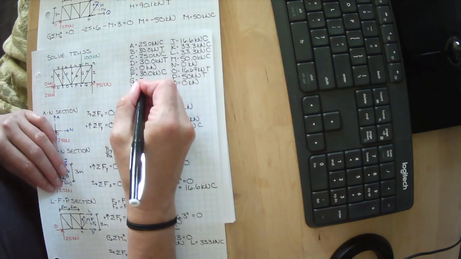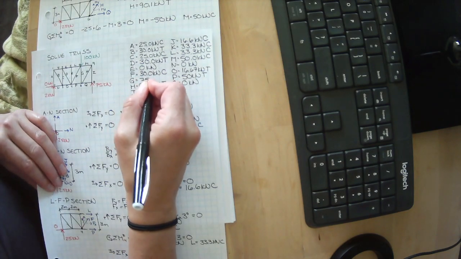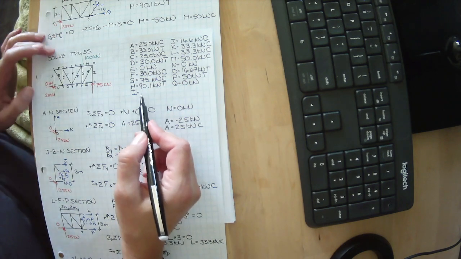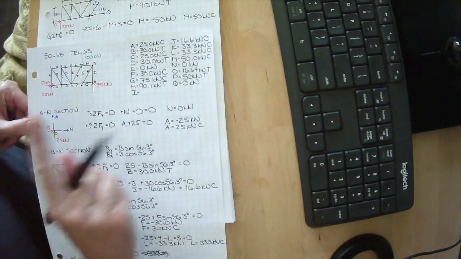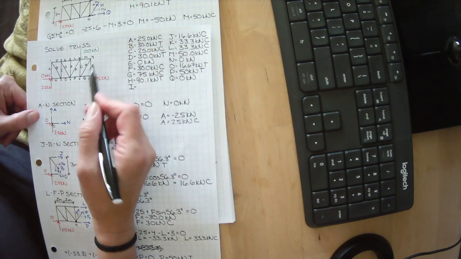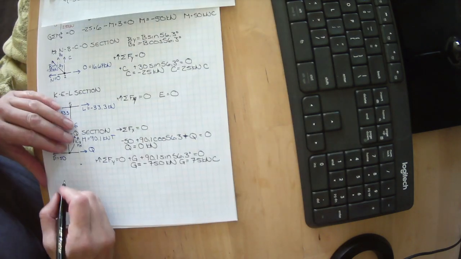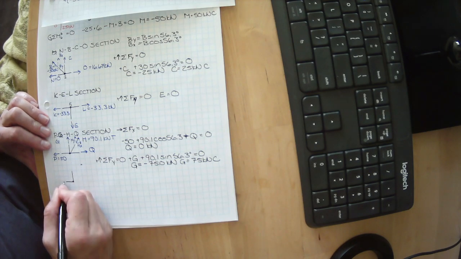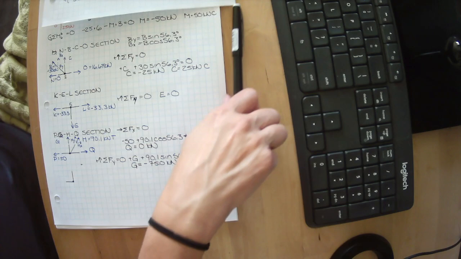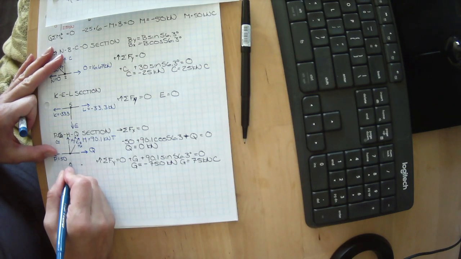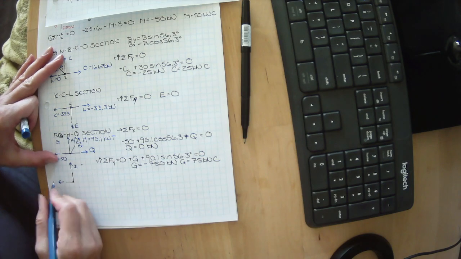So G, 75 kilonewtons of compression. We have one thing left we don't know, one more section to solve for. Let's cut through Q and I. So let's cut through there, Q, I.